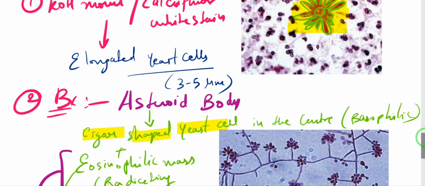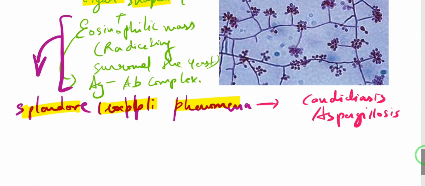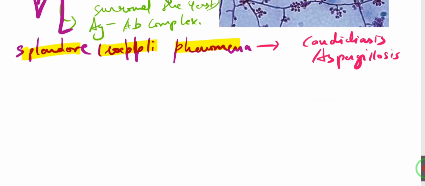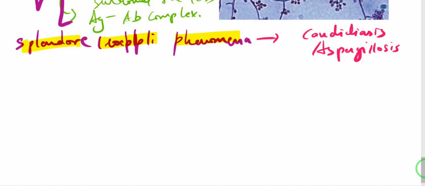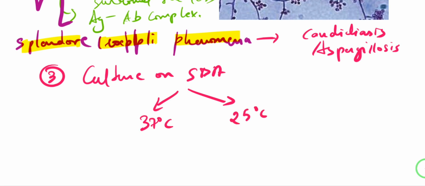But this is again not the most definitive thing that we want to do. As we all know, Sporothrix is a dimorphic fungus, so the best way to diagnose this infection is by doing a culture. We can do culture on SDA, and we are going to do two cultures, and we are going to incubate them at 37 degrees Celsius and 25 degrees Celsius simultaneously.